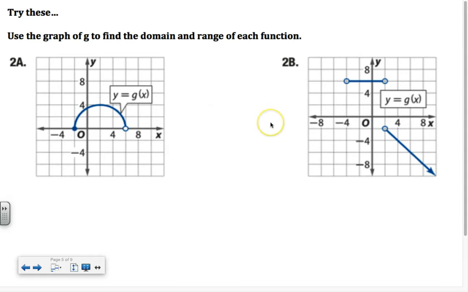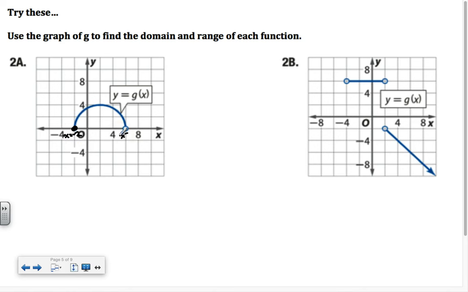Let's try these ones. Use the graph of g to find the domain and the range of each function. For the domain, we want to see where on the x-axis this function is defined. I look at the left end of the graph, and it's always going to be from left to right. The graph is definitely defined at x equals -2, and the scale goes by 2, so pay attention.